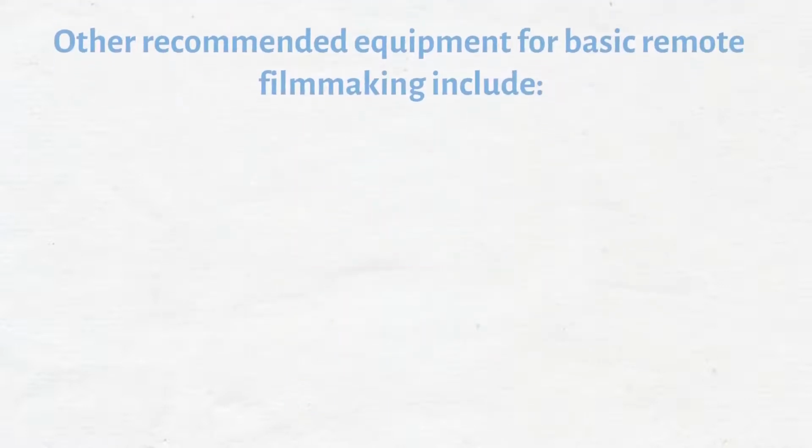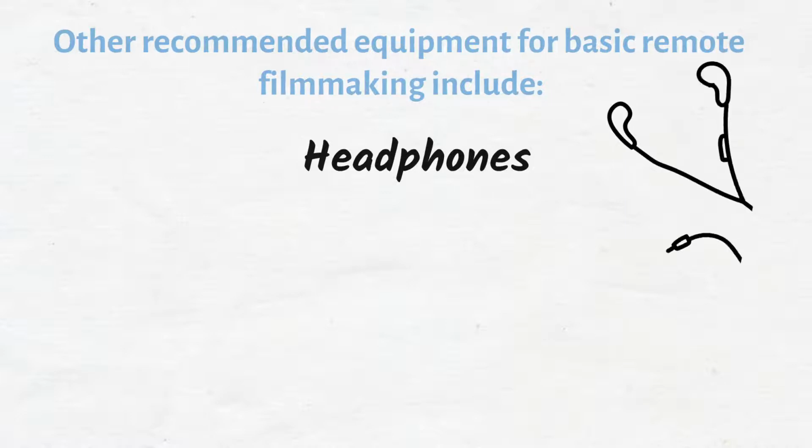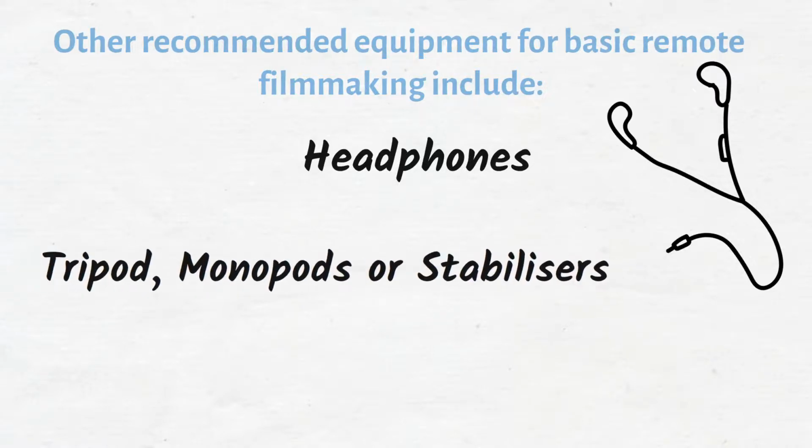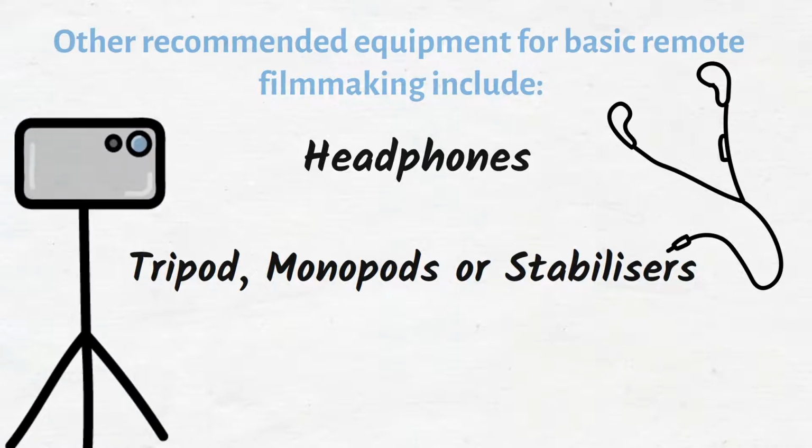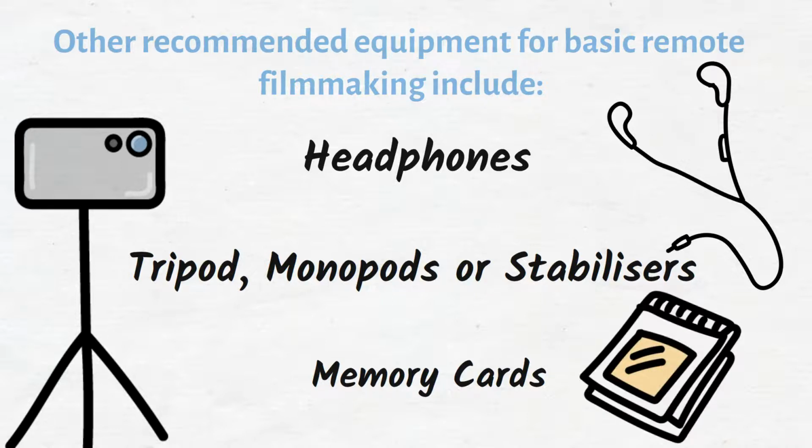Here is other recommended equipment for basic remote filmmaking. Headphones. Keep in mind that sound is as important as pictures, so having headphones and listening to the audio of your recordings as you shoot can help spot bad mic connections. Tripods, monopods, or stabilizers: camera movements look better if they are smooth. Memory cards: having a reliable memory card is essential for capturing and transferring your video footage.